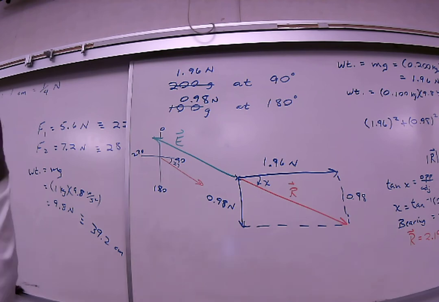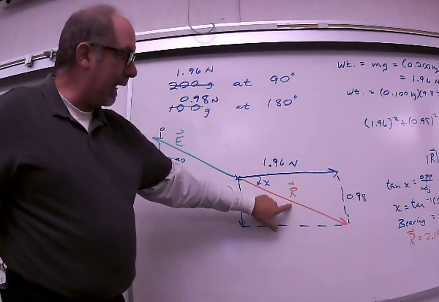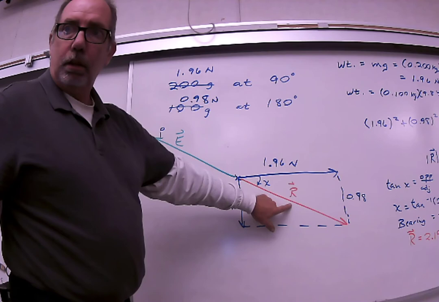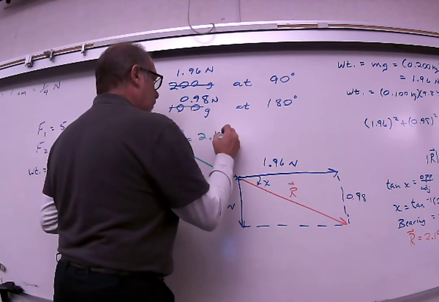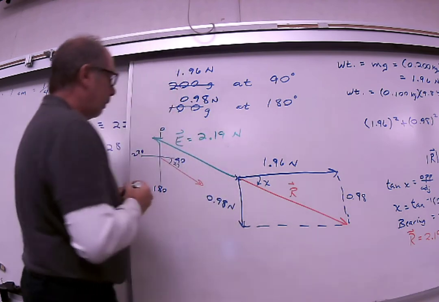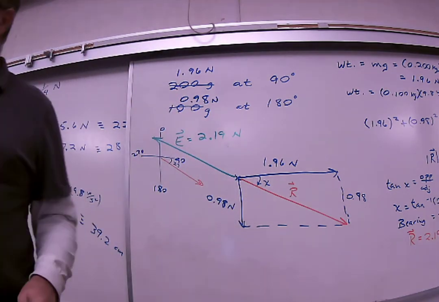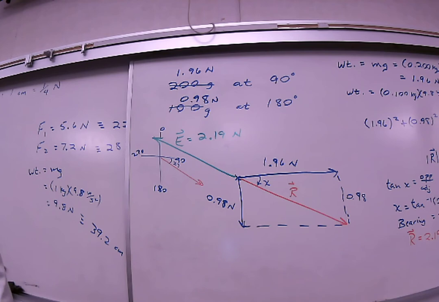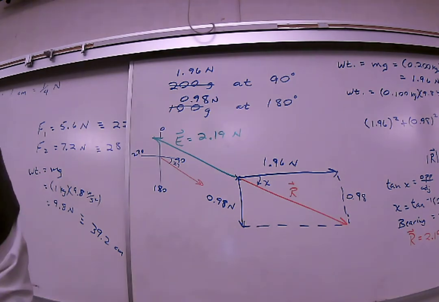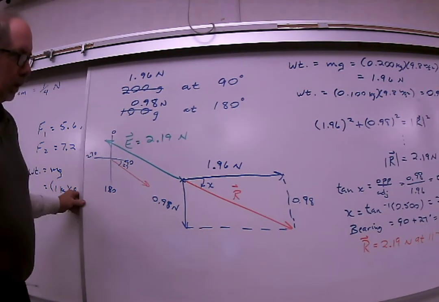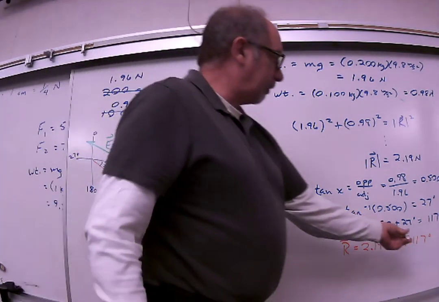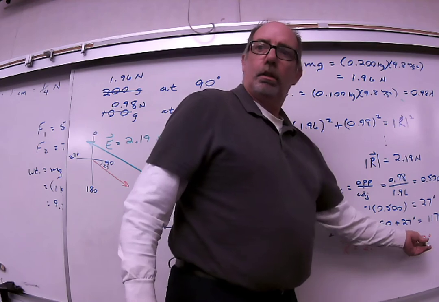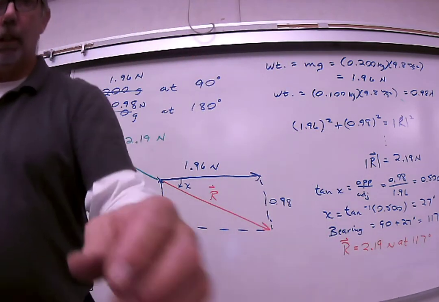Yeah, 2.19. It has to match the resultant. 2.19 newtons. All right, now, in what direction? R, the bearing of R, was 117 degrees. Okay, so actually, let's take this over to the force table for a second.